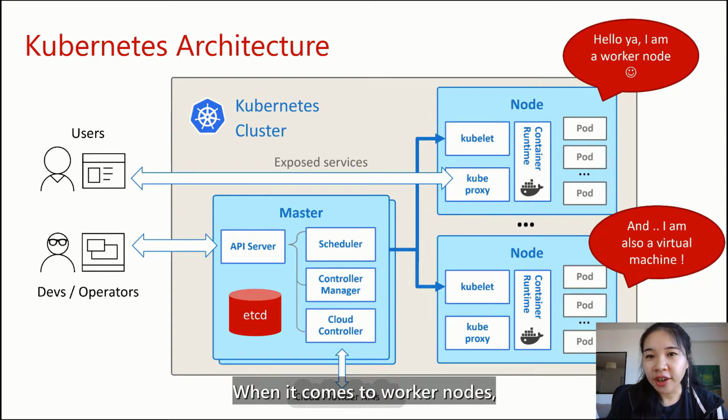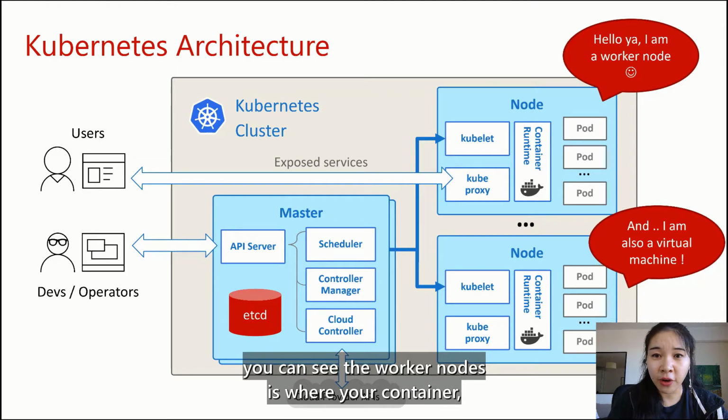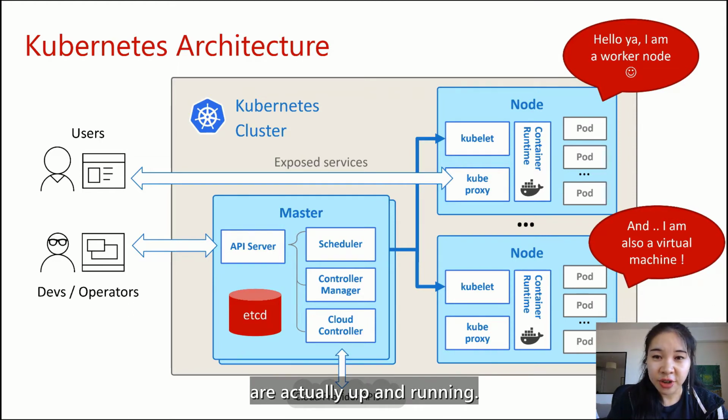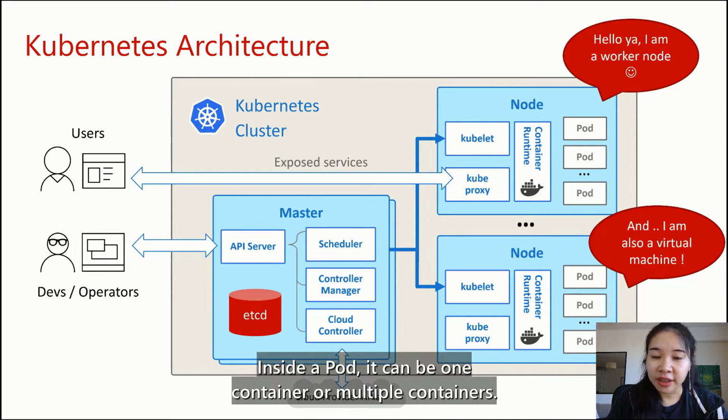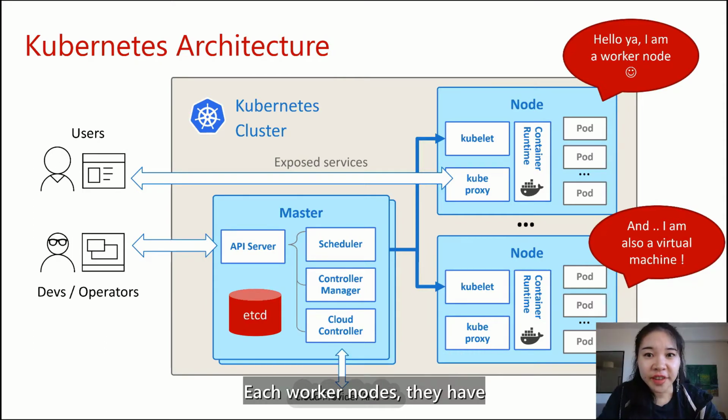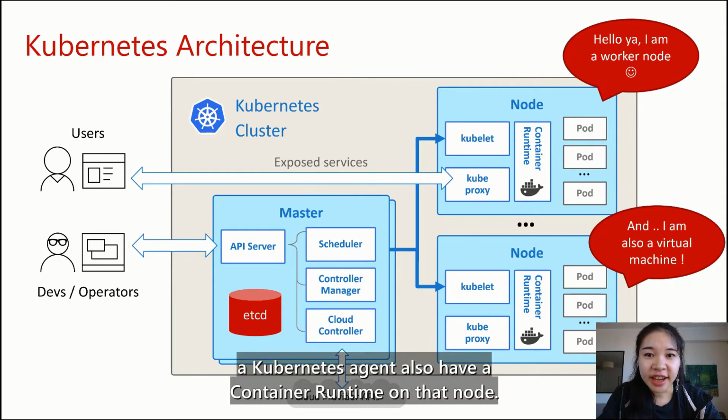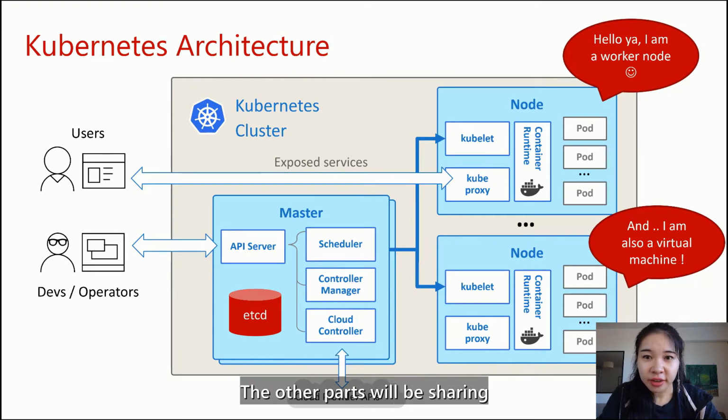When it comes to worker nodes, the worker node is where your containers are actually up and running. In the Kubernetes world, we call it a pod. Inside that pod, it can be one container or multiple containers. Each worker node has a kubelet agent. Also, you have a container runtime on that node. So the pods will be sharing the compute resources of that node.